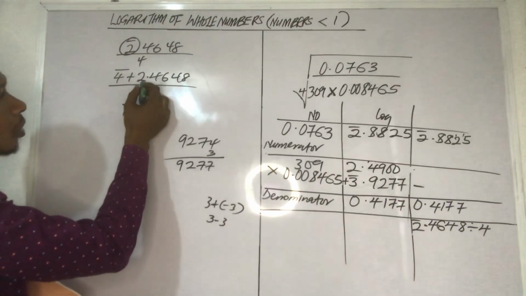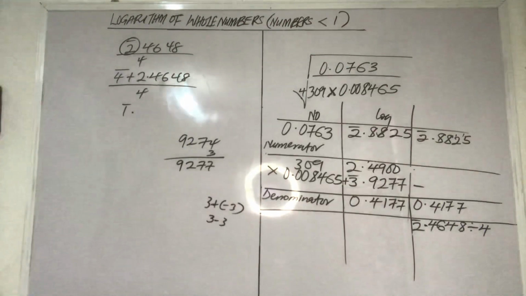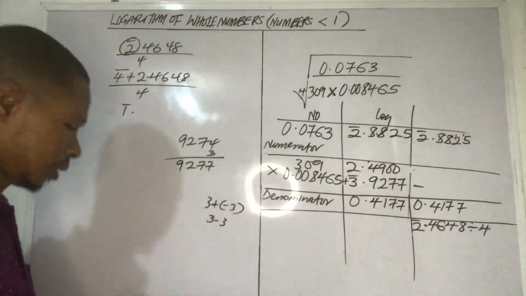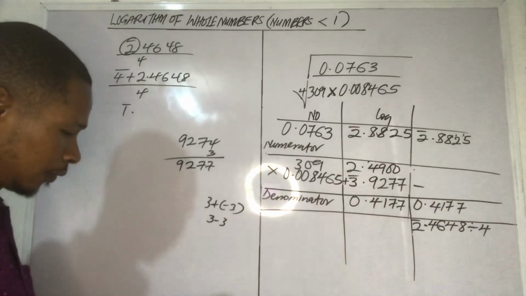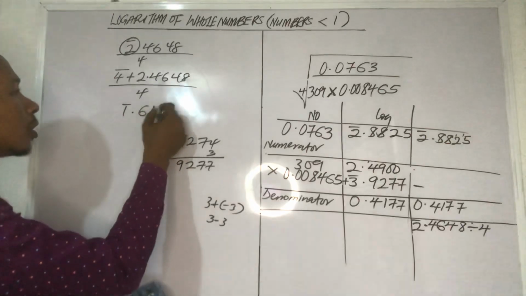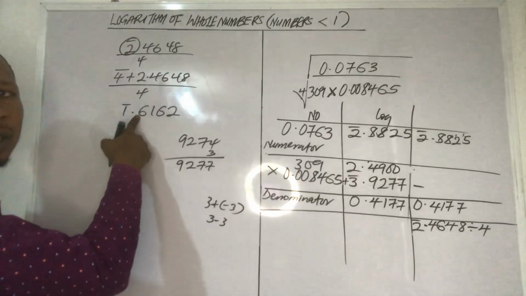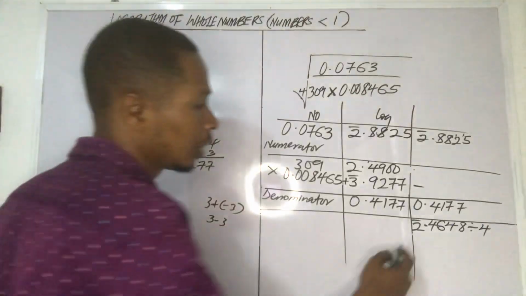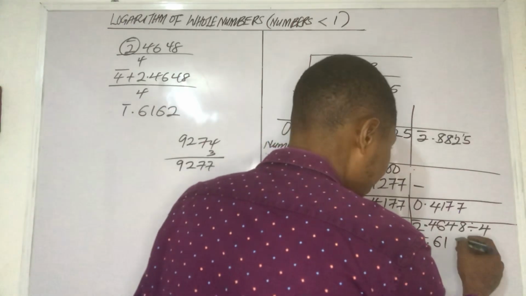Point. You can now press 2.4648 divided by 4 in your calculator. So I'll now press 2.4648 divided by 4 now. And that will give me 0.6162. So you have bar 1.6162. The 0 before this 6 is not significant. So write bar 1.6162. So this divided by this will give me bar 1.6162.